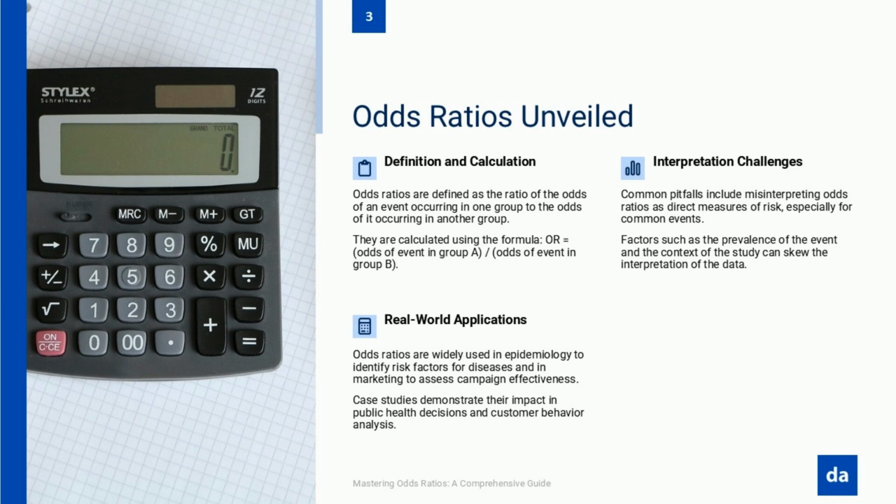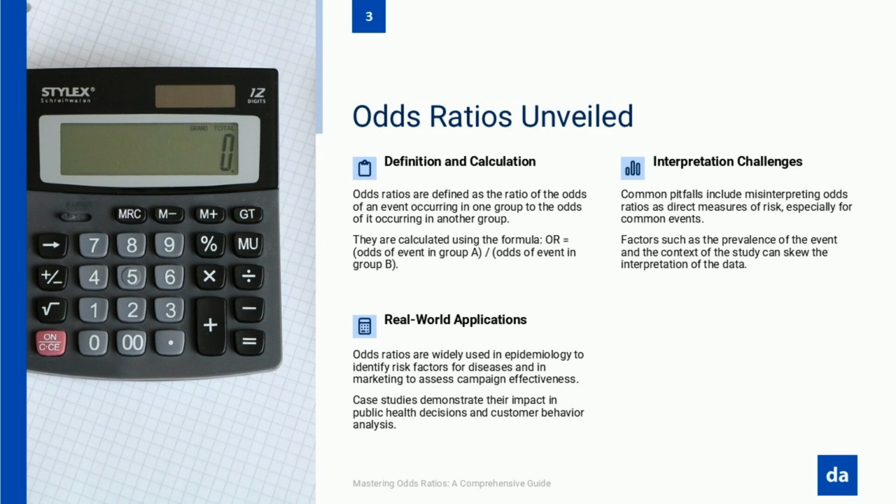Step 1. Calculate the odds for Group A. Odds A equals (300 divided by 1,000) divided by (700 divided by 1,000), which is 0.3 divided by 0.7, approximately 0.429. Step 2. Calculate the odds for Group B. Odds B equals (200 divided by 1,000) divided by (800 divided by 1,000), which is 0.2 divided by 0.8, exactly 0.25.